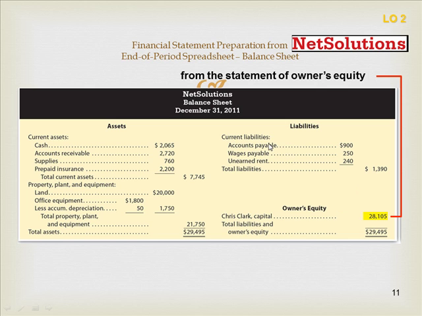We then go to the liabilities. And we list those out: accounts payable, wages payable, unearned rent, for total liabilities of $1,390. We then go to the owner's equity section. Chris Clark Capital, $28,105, came directly from the statement of owner's equity. We add these two totals together for total liabilities and owner's equity of $29,495. My assets equal my liabilities plus my owner's equity, and so my balance sheet is balanced.